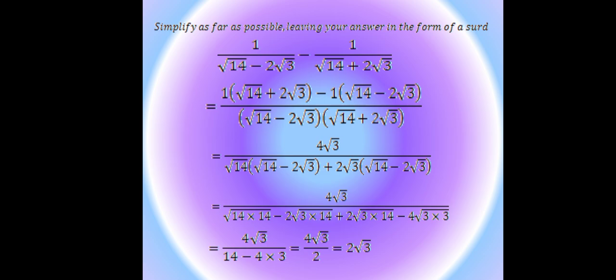Simplify as far as possible, leaving your answer in surd form. Now if you simplify 1 all over the square root of 14 minus 2 into the square root of 3, minus 1 all over the square root of 14 plus 2 into the square root of 3, you get 2 into the square root of 3 as the answer.